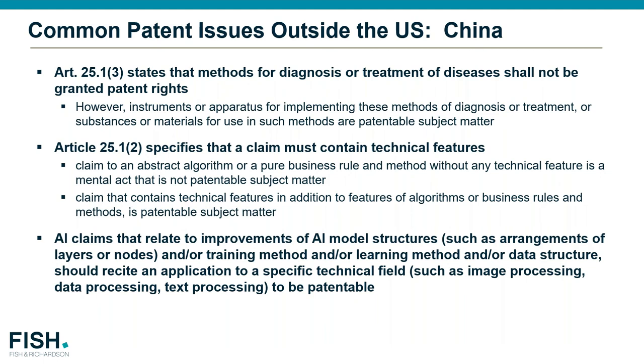On the other hand, claims that contain technical features in addition to features of algorithms or business rules and methods are patentable. And they mentioned in particular that a lot of these bioinformatics will have artificial intelligence aspects, and those can be patentable if you have enough of the details relating to specific arrangements of layers or nodes, training methods, learning methods applied to a specific technical field, such as image processing, data processing, et cetera. Next slide, please.